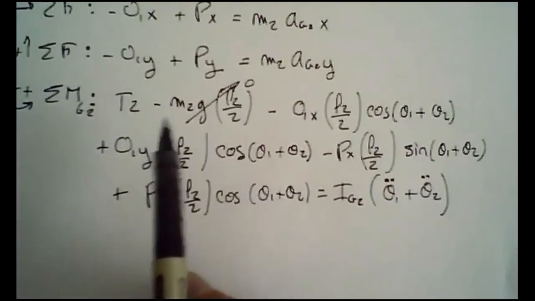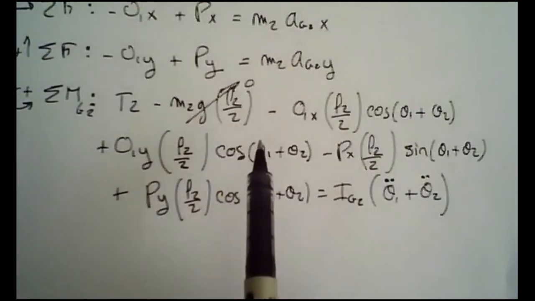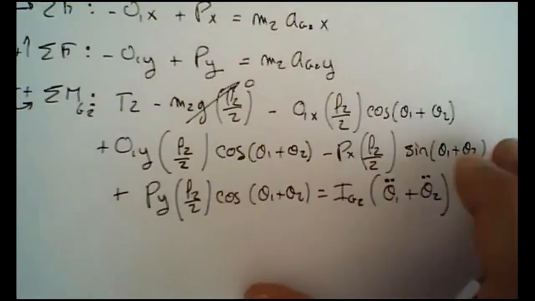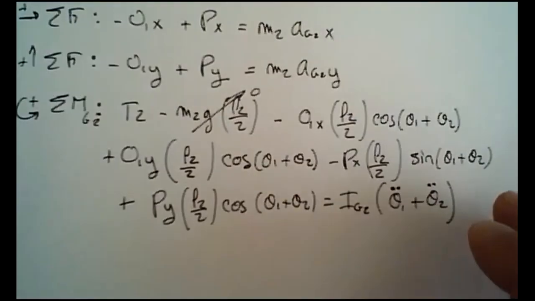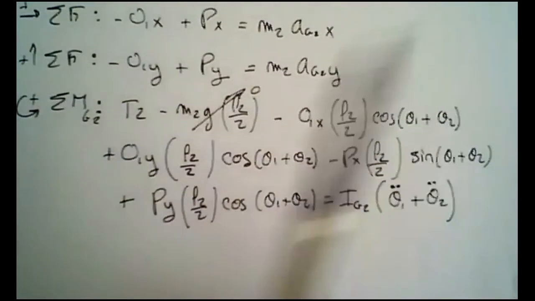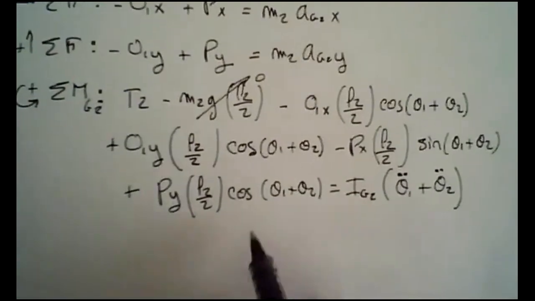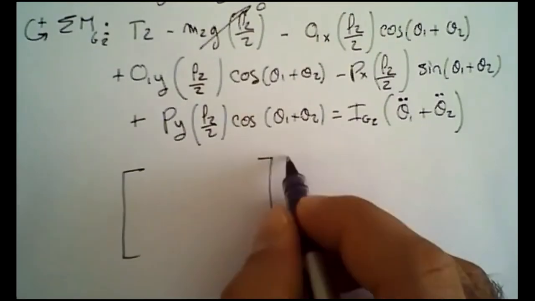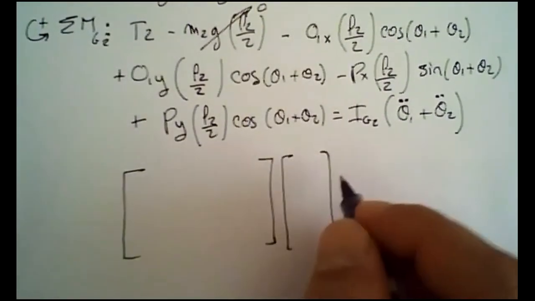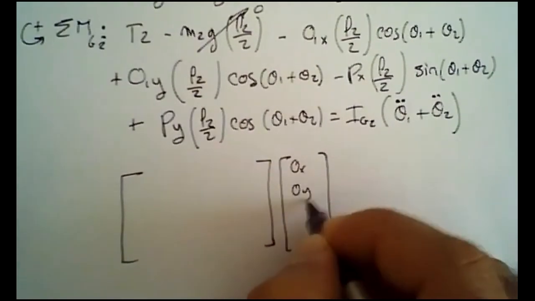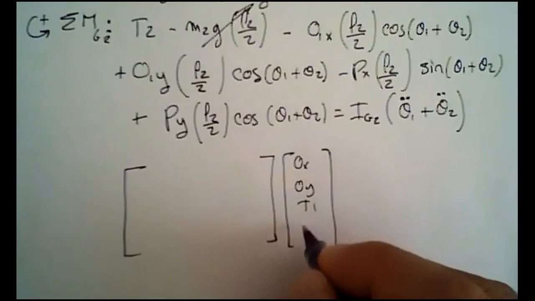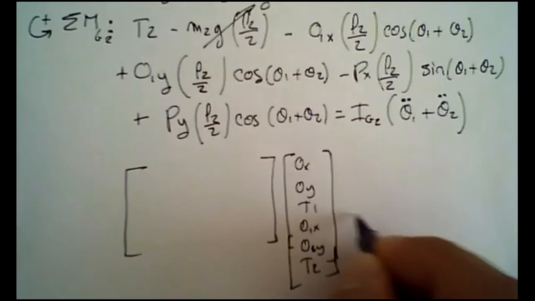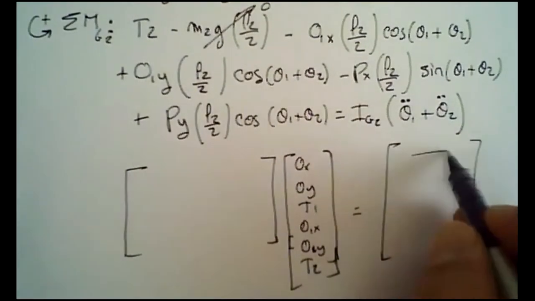So you still have to do one step, which is putting these in matrix format. This is a bit complex, so usually I wouldn't make you do all this on an exam, obviously. But I highly recommend that you try to embed this in Matlab and put it in matrix format. So the matrix form would look like this. What are the unknowns here? The unknowns are OX, OY, T1, then O1X, O1Y, and then T2. And then here you have your accelerations.